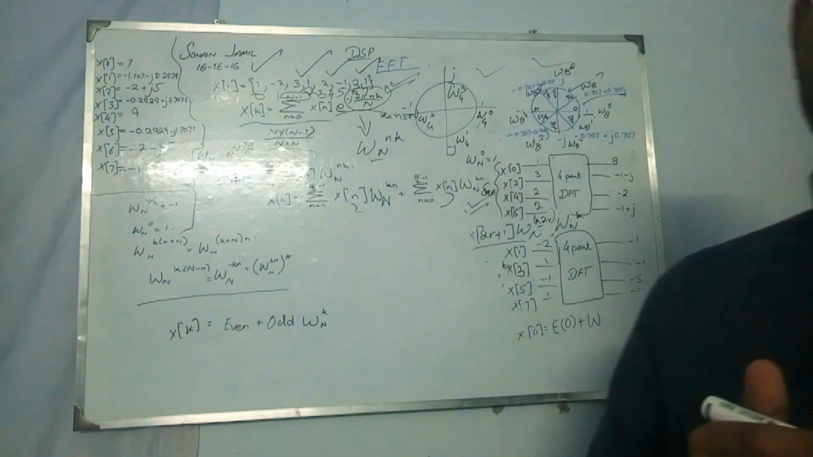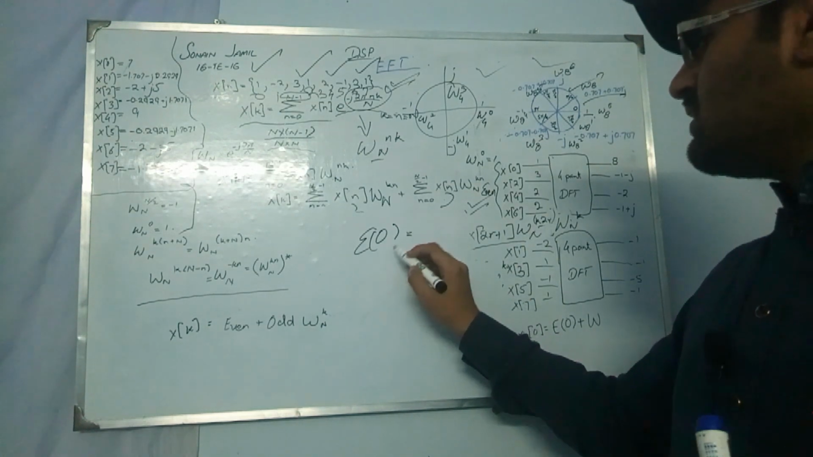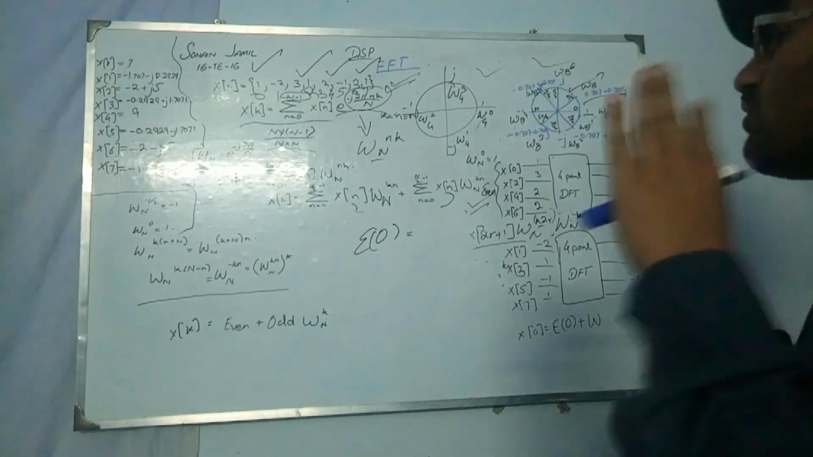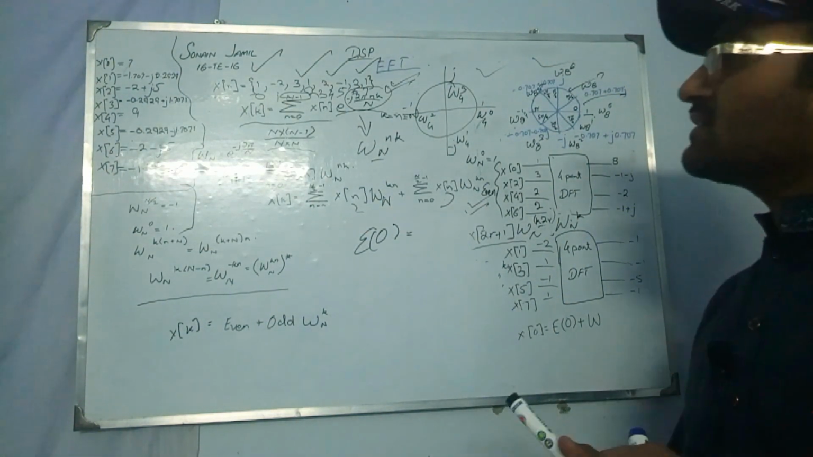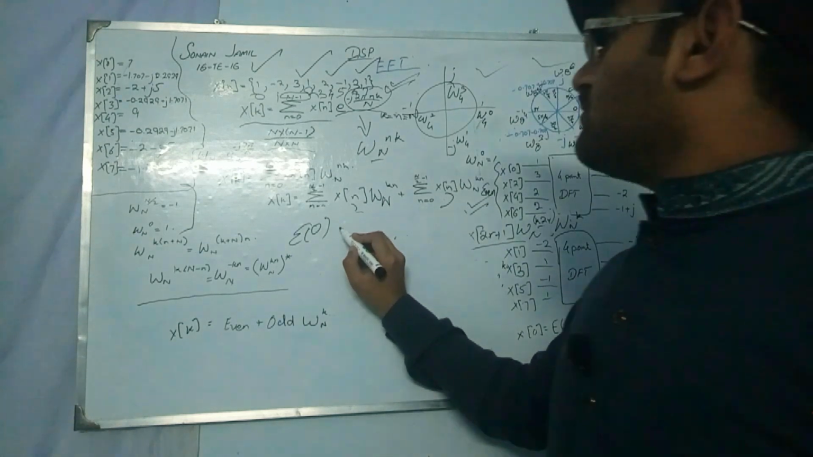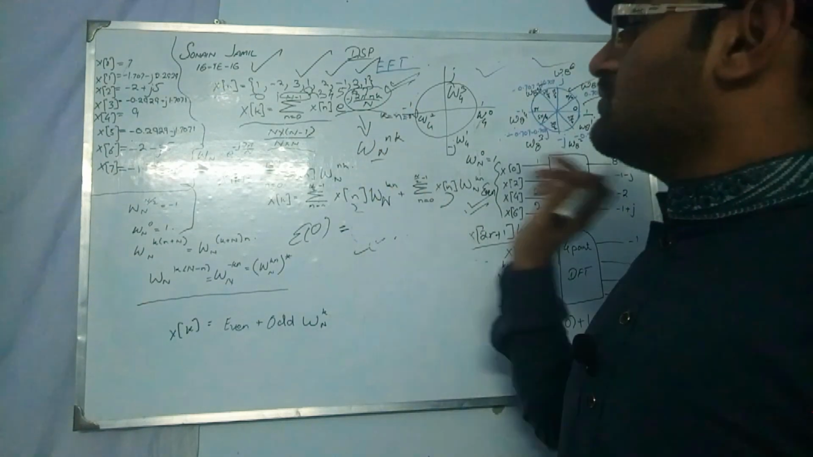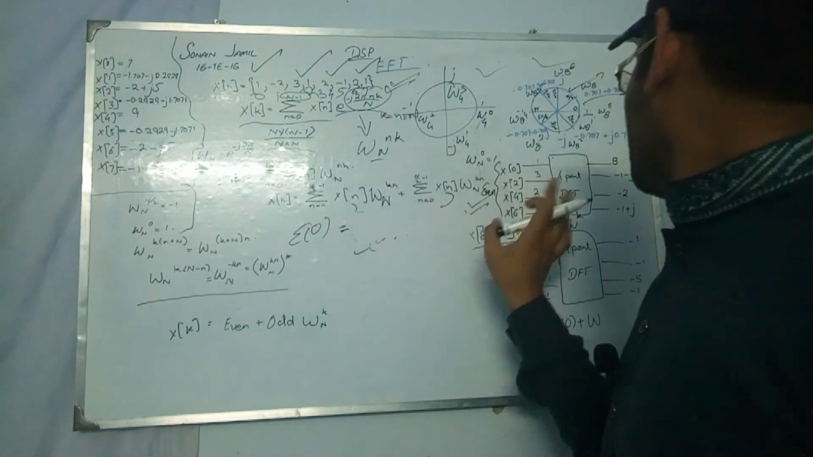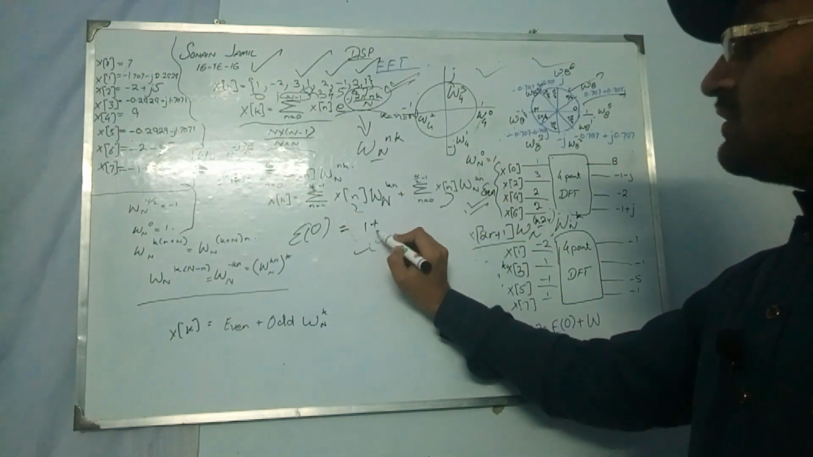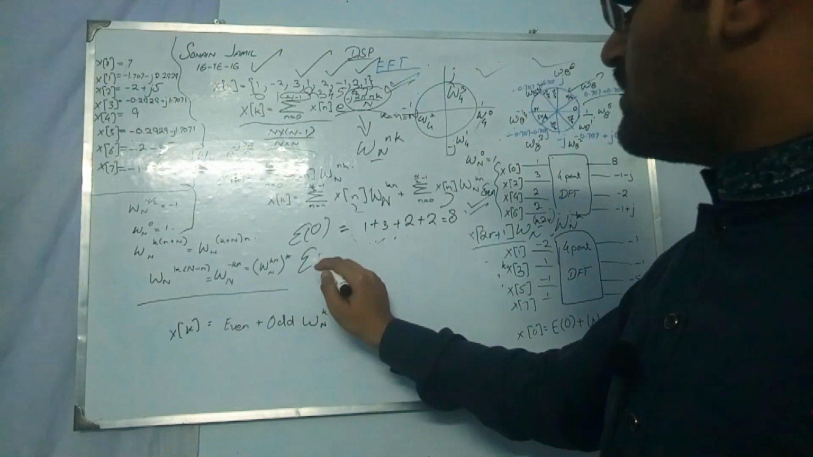So now I want to calculate E of 0. What I will do is just apply the 4-point DFT. K is equal to 0. Just add all these values: 4, 4, 8.